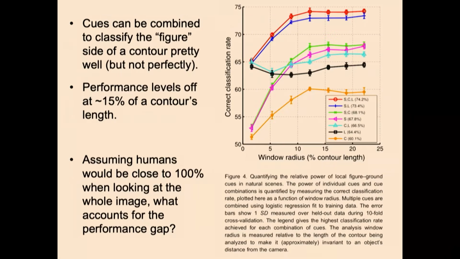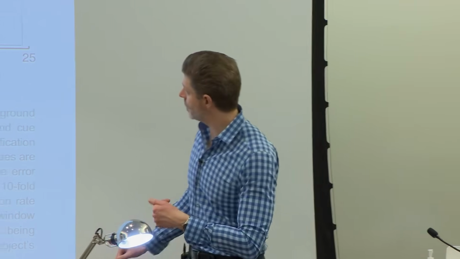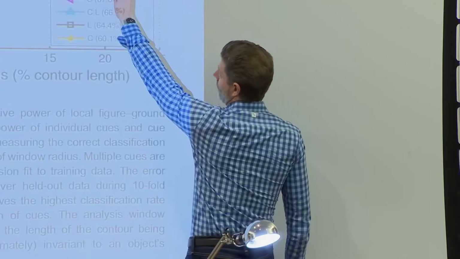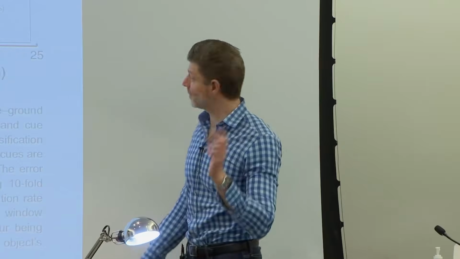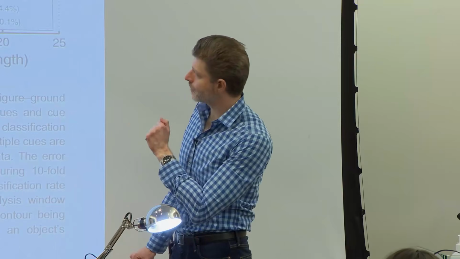All right, so the question is, these local cues, if we actually measure these cues, can we actually use them to classify which side of a contour is the figure? Okay, and so that's what this graph is showing. And so there were 3 cues here that were measured. I told you about 2 of them. There's this other one, L, which we can skip over in the interest of time. The point is there are 3 cues, okay?